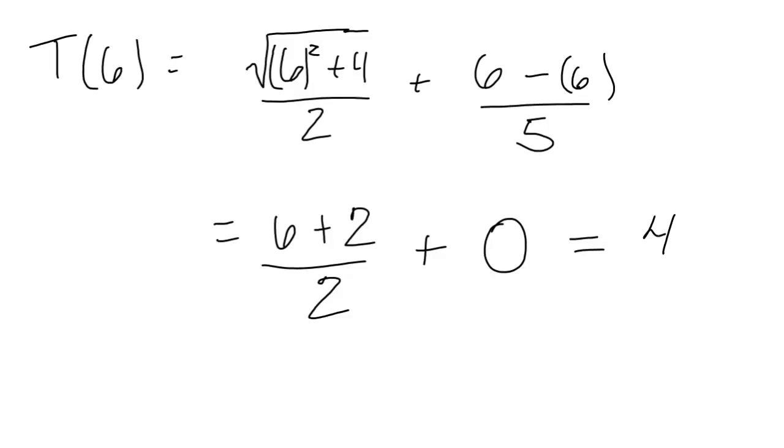And then finally, we bring in our total distance as the critical point, 6, and that gives us square root of 6 squared plus 4 over 2 plus 6 minus 6 over 5, which gives us 6 plus 2 over 2 plus 0, which equals 4 for our time.